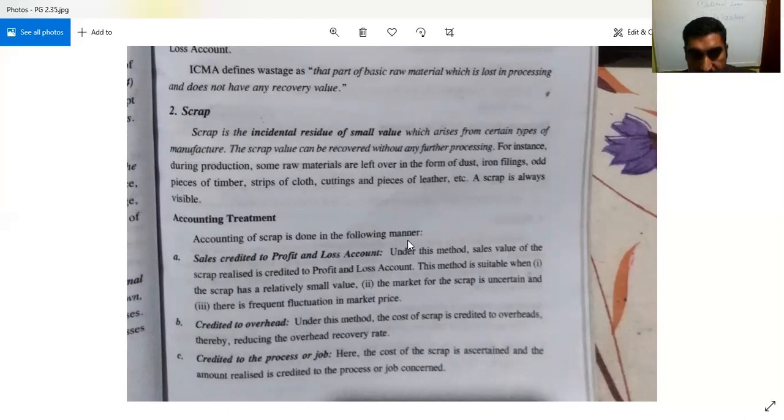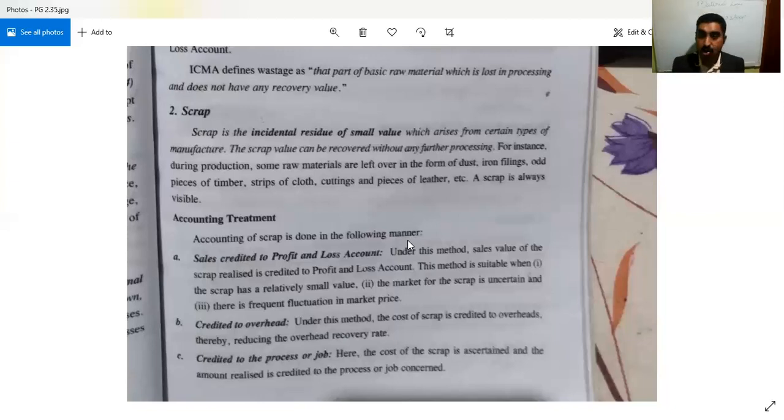Credited to the overhead. Under this method, the cost of the scrap is credited to the overheads, thereby reducing the overhead recovery rate. So that is credited to the overhead account, and also credited to the process or the job. The cost of the scrap is ascertained and the amount realized is credited to the process or job concerned. So that is the thing, credited to the process or a job. So clear? Credited to the process or job, that is.